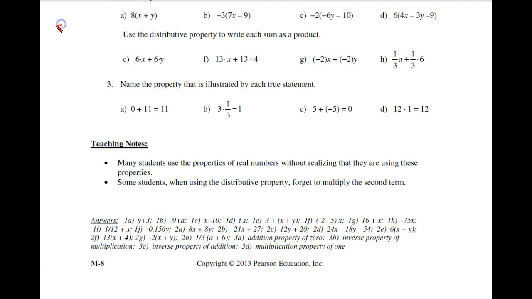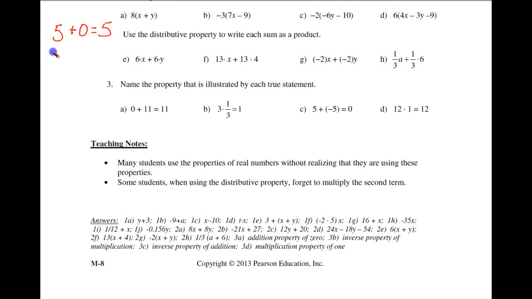If we have 5 and we add a 0 to that, that is still going to be a 5. So adding a 0 to anything does not change its value. This is called the identity property of addition. Adding a 0 doesn't change it.